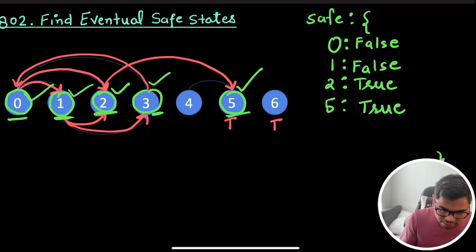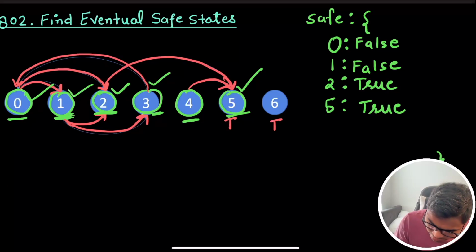Now I'm going to start exploring the second node, which is 1. 1 is already visited, so we'll try to access it, but we'll see it in safe. That means it's visited, and it's not a safe node. 2 visited, 3 visited, and then we're going to start exploring 4. Now let's visit 4. It's being visited. 4's neighbor is 5. 5 is in our safe dictionary, and it has the value true, so it will return true.